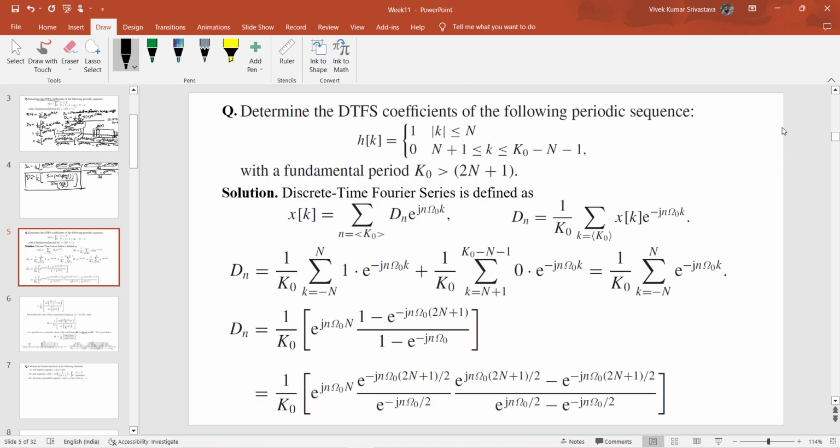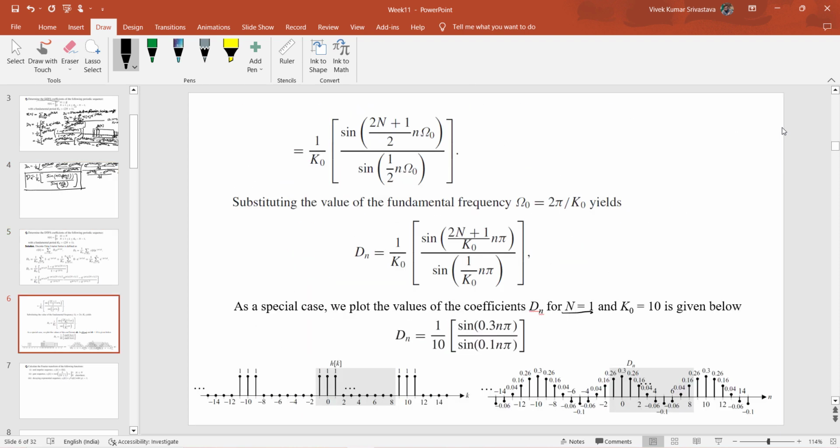Okay, so here is the solution of the previous problem. As I said earlier, I've plotted this dn for the value of n equals 1. So the discrete time sequence is plotted like this. It starts from minus 1 and ends at 8, but it has an amplitude of 1 at minus 1, 0 and 1, whereas for other values of k its value will be 0, and after 8 it will repeat itself because it's a periodic sequence.